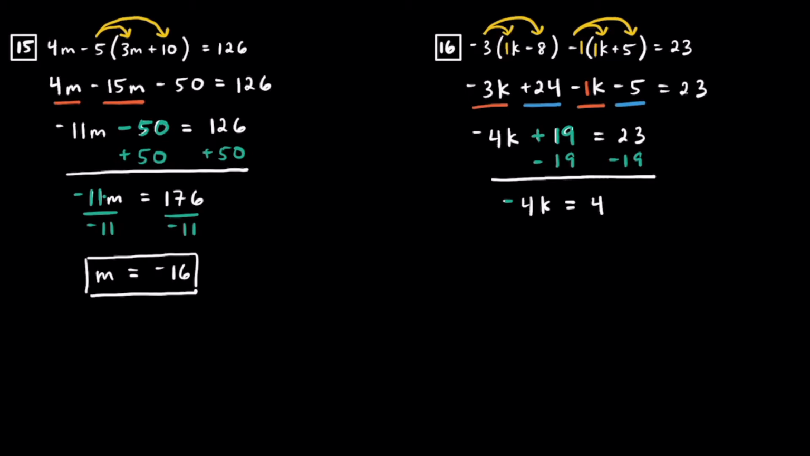And so we have this negative 4 multiplied by k on the left. Let's go ahead and get rid of it and make a positive 1 by dividing both sides by negative 4. And we'll get 1k, or just k, is equal to, and positive 4 divided by negative 4 is equal to negative 1. That would be our solution here.